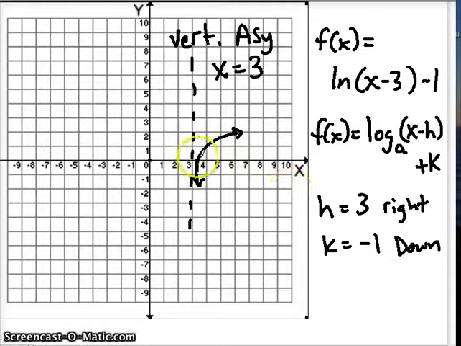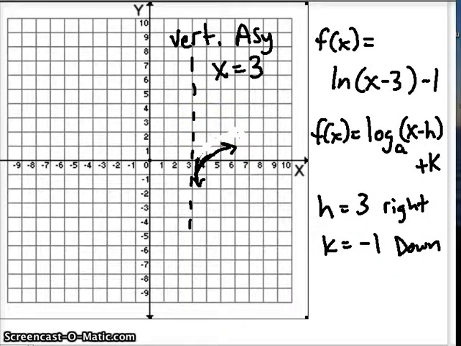So instead of crossing at positive 1 here, well, I should have drawn it a little bit better there. Now that value of 1 is going to cross right there. It's a little bit different. So that whole graph just got shifted right 3 spots and down 1. And really the most important thing is that that vertical asymptote got shifted and it's now sitting at x equals 3.